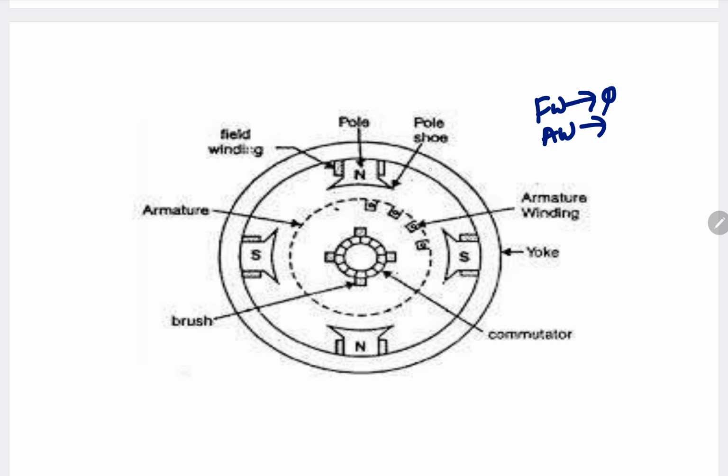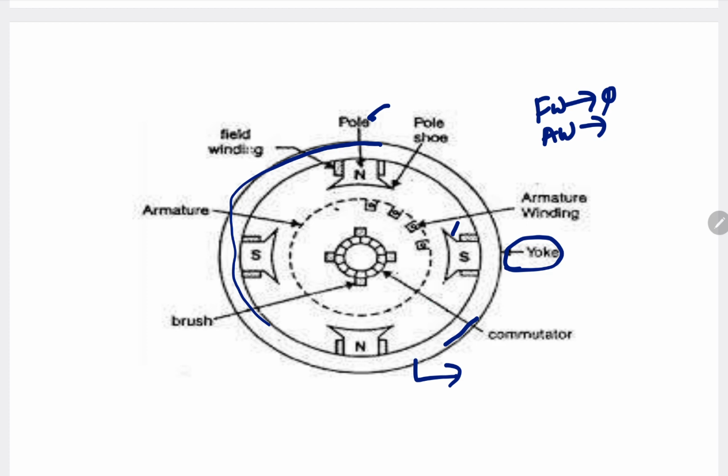All the parts of the generator are covered by one protecting cover to protect them from dust or moisture. This outside protecting cover is called the yoke. The yoke has one purpose: it protects all the parts of the generator by covering them. The second purpose of the yoke is to give mechanical support to the poles. These poles are attached to the yoke only.